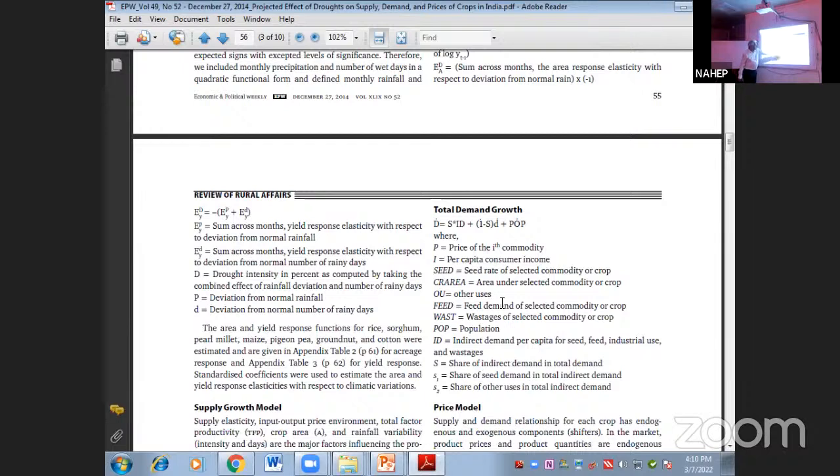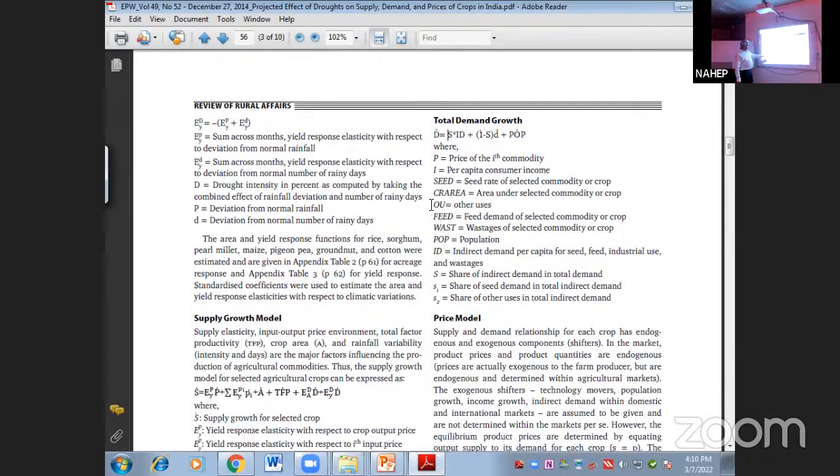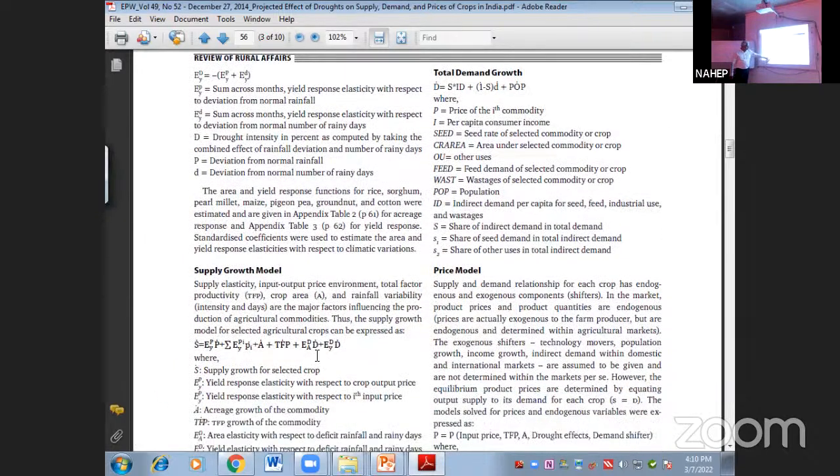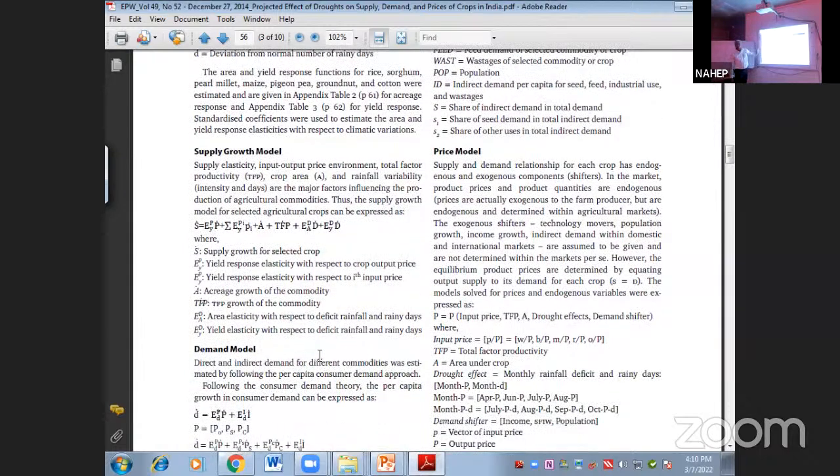Okay. So we write the total demand model. This is the demand model, and then we write the price model and supply model. Sir, to estimate the growth by this equation, which growth? Supply growth. For supply growth, you need the elasticity. For everything, you need elasticity. Your growth is equal to elasticity times growth of price, growth of the input price effect on supply.